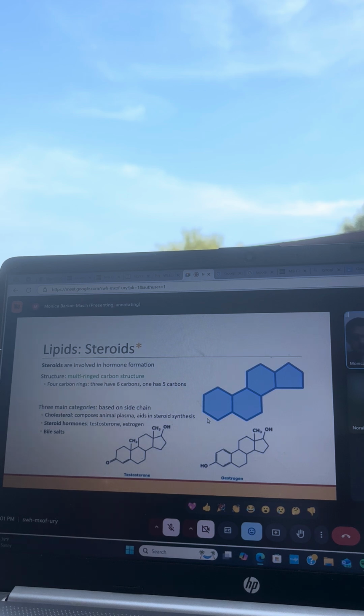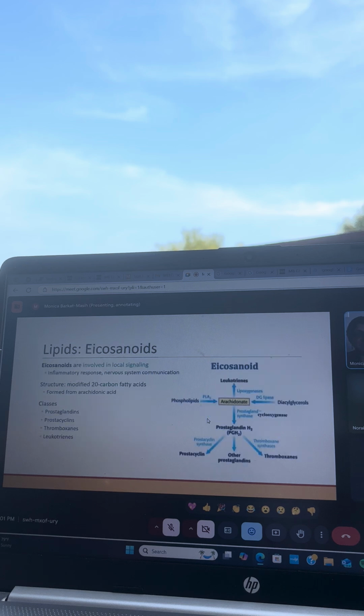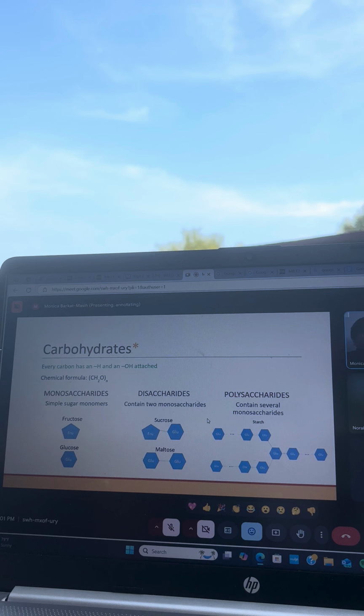Then steroids, they are also a type of lipid. And then eicosanoids. Now carbohydrates. What are the monomers of carbohydrates? Monosaccharides. An example of a monosaccharide would be?